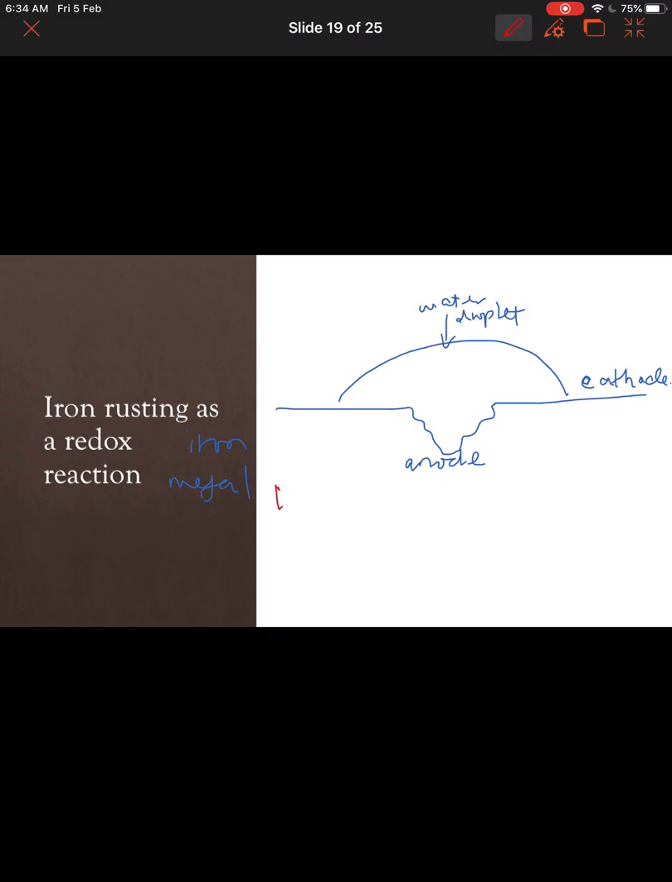Iron metal di sini will be oxidized. Dalam keadaan solid lah kan, will be oxidized to become iron 2 plus ion. So release elektron. Yang ni dia jadi aqueous lah. So elektron ni pergi ke mana? Elektron ni dia akan bebas ke sini lah. Elektron ni akan flow, dan Fe2 plus ion yang release tu dia akan flow. So the electron flows through to the end of the water droplet kat sini.